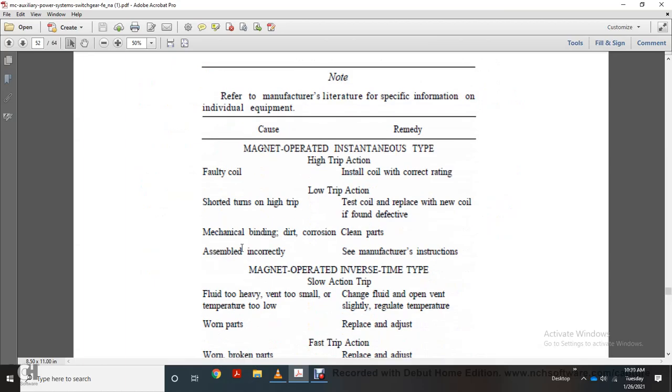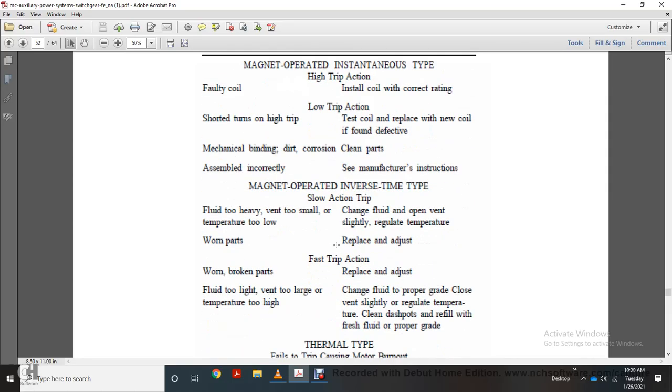Magnetic operated instantaneous type: faulty coil, installation coil current range, low trip action, shorted turns or high trip. Test coil; replace with a new coil if found defective. Magnet binding, dirt, corrosion: clean parts. Assembled incorrectly: see manufacturer instructions.